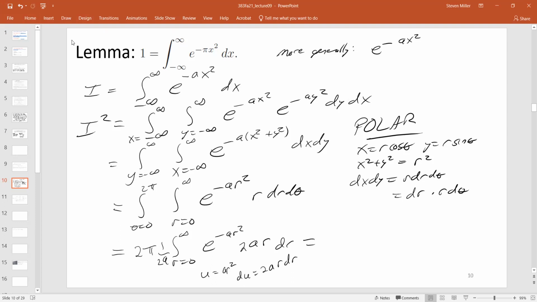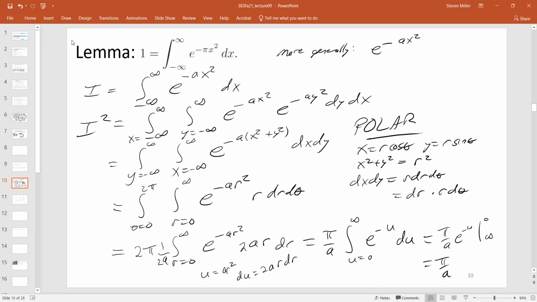So this becomes 2 pi over 2a, which is just pi over a, integral u goes from 0 to infinity, e to the minus u du. What's the integral of e to the minus u from 0 to infinity? It's 1. It's just going to be negative e to the minus u. The negative sign flips the order of integration. So this is going to just be pi over a, e to the minus u, and I flip, so I go 0 to infinity. So I just get pi over a. And there's the proof.